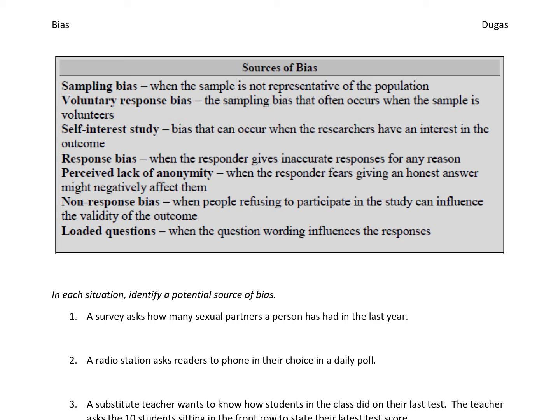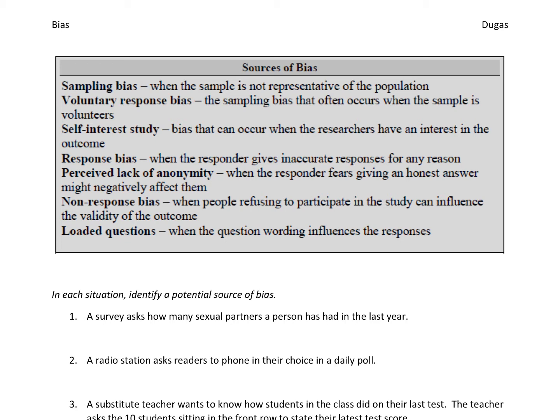Self-interest study, a bias that can occur when the researchers have an interest in the outcome. You will often see this if a company is paying for research. Maybe a company who produces candy does a study to show that sugar does not cause diabetes and sugar is not related to adverse health outcomes. They have a self-interest in promoting that sugar isn't that unhealthy. That would be an example of that.